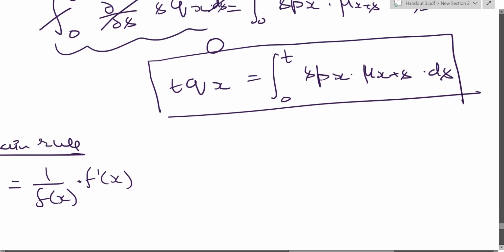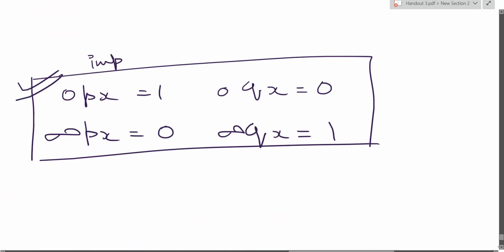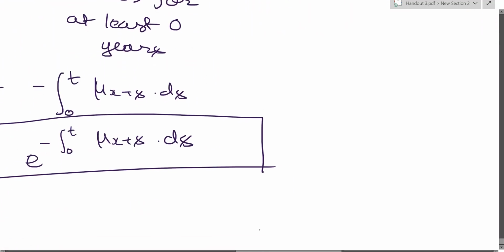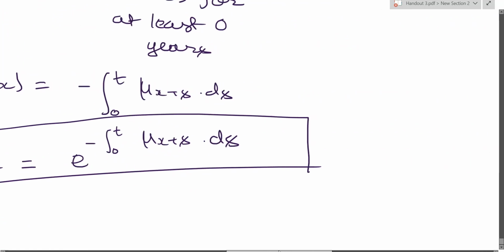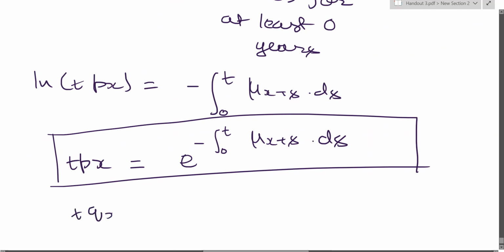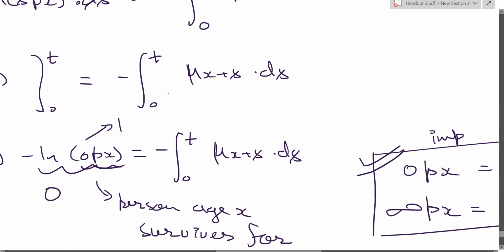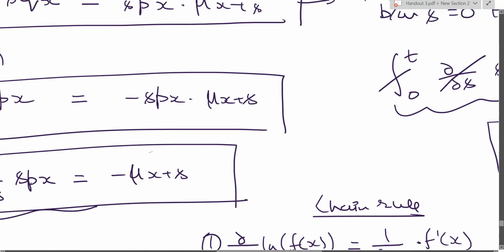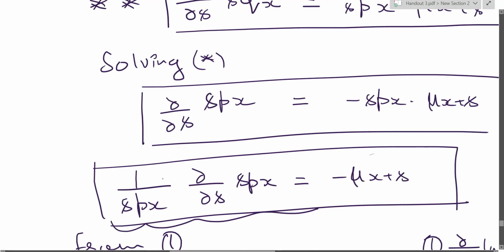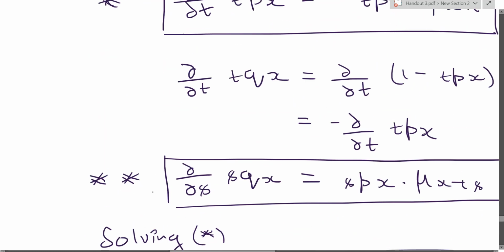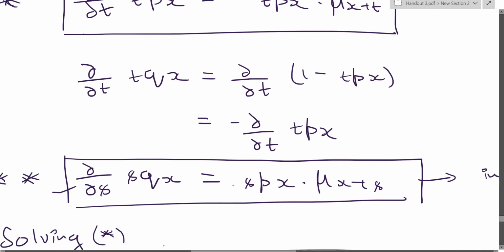So once I've derived them, let me just interpret them for you. So this was tpx, and let me write tqx here. So tqx is equal to integrating from 0 to t spx mu x plus s ds. These were two important things that we derived, and we also derived the derivatives of tpx and tqx. These are also very important. So derivative of tpx is this, and derivative of tqx is this. I've written in s terms, but these are very essential.